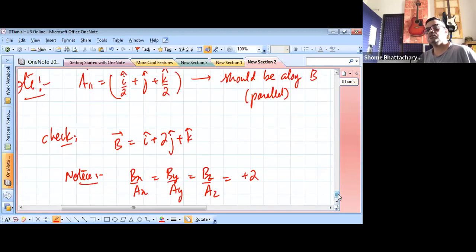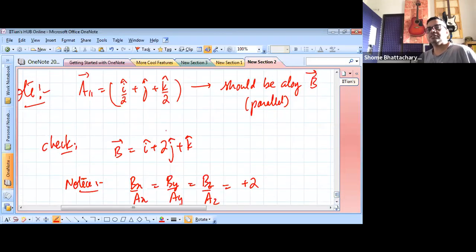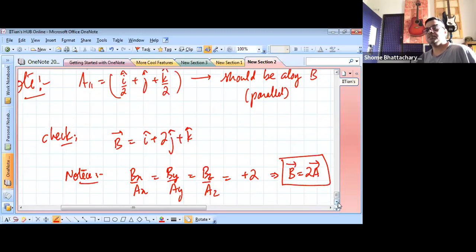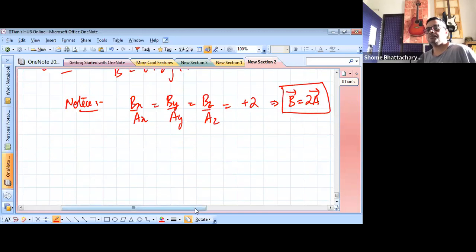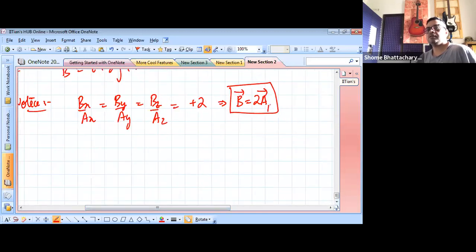Exactly. So just compare the two vectors, you see this relationship is true, which means that the vector b is exactly 2 times the vector e. Which means that what is happening? B is parallel to E. So this is E parallel's x component, y component, and z component. So this shows that vector b is parallel to this vector.